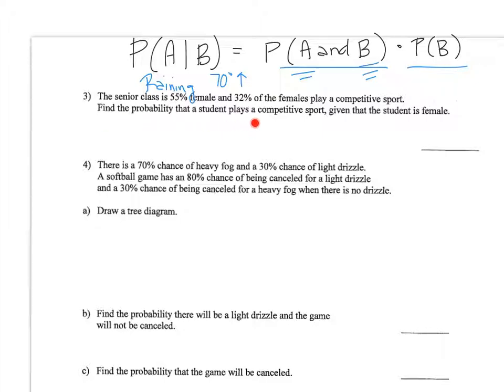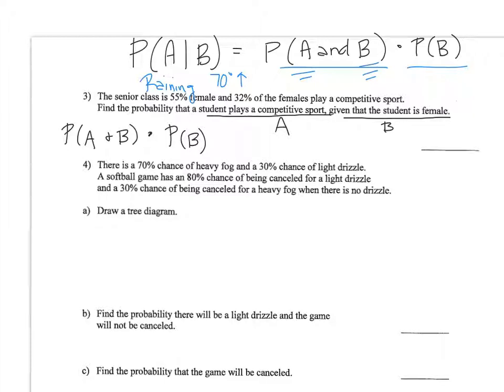So 3, the senior class is 55% female and 32% of the females play a competitive sport. Find the probability that a student plays a competitive sport given that they are female. So this would be student plays a competitive sport, A, given that the student is female, B. So it's going to be the probability that the student plays a competitive sport and they're female times the probability that the student is female.